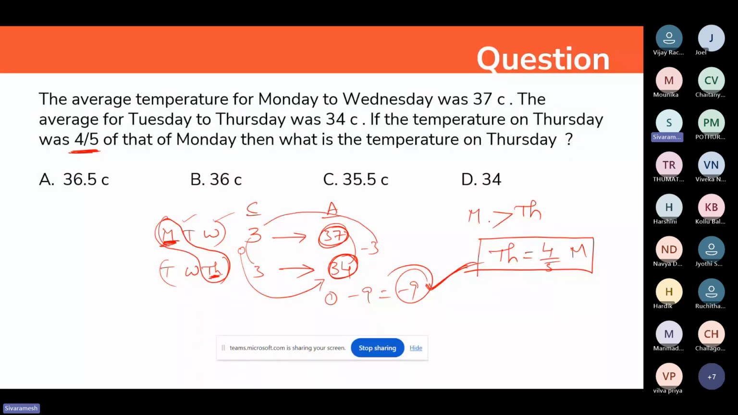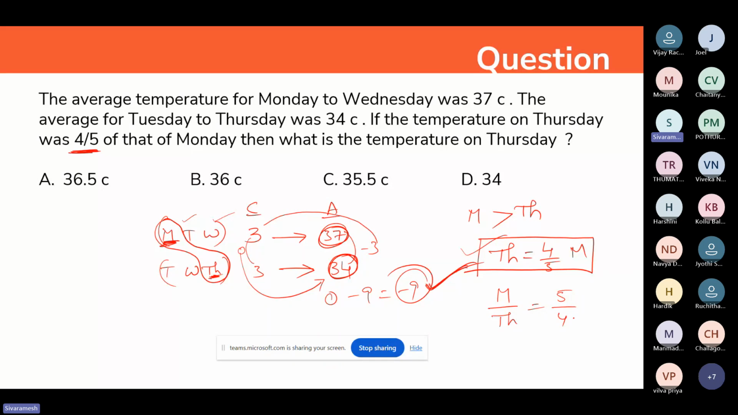Now from this I can write Monday by Thursday. I'm just making this Thursday go to the right hand side, Monday by Thursday, and I'm bringing this 4 by 5 to the left hand side. It will become 5 by 4. Very simple. Now many students will take the condition Monday temperature minus Thursday temperature is equal to 9, and in place of Monday they'll substitute this particular condition. Actually no need to do all these substitutions and calculations. Don't make your calculations complex. So, a very simple way.